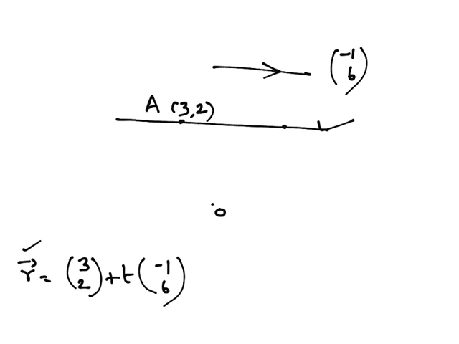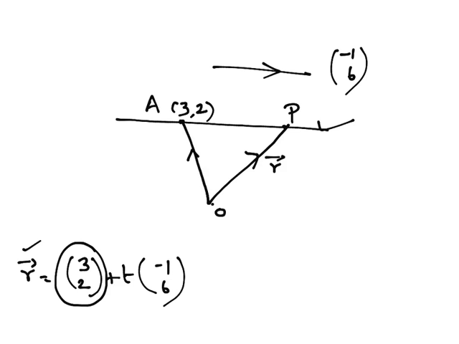and take any point on this line. Join O and P, and this vector is r vector. So then what is this vector? It is (3, 2). Very simple. Join O and A. This vector is (3, 2). Right? And this is the parallel vector. So actually this will always give the direction for the straight line. Okay, (-1, 6).